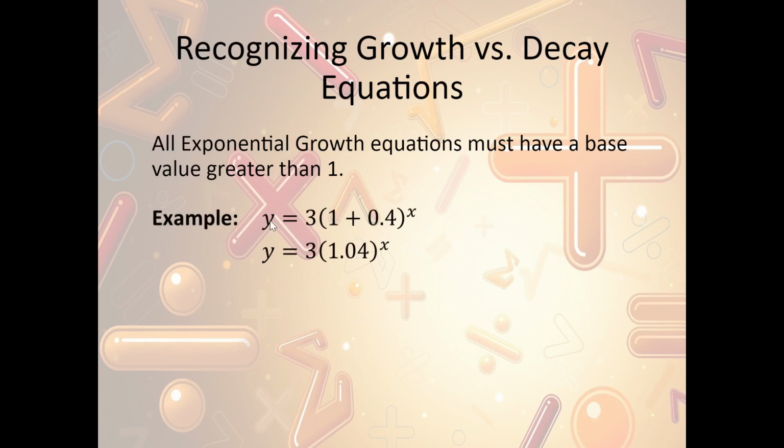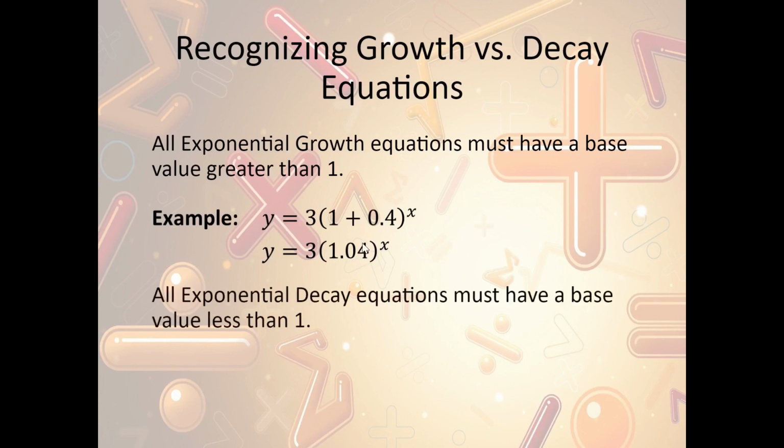So it could look like this. Y equals 3 times 1 plus 0.4 to the x. So obviously that's greater than 1 when we add those together. Or it could be something like this where they already added it together for you, where it's y equals 3 times 1.04 to the x, which obviously this number is greater than 1. So that's growth. Decay always is less than 1 inside the parentheses.